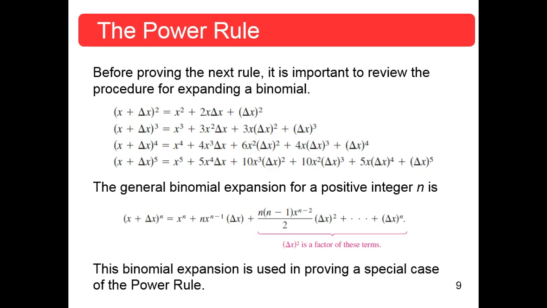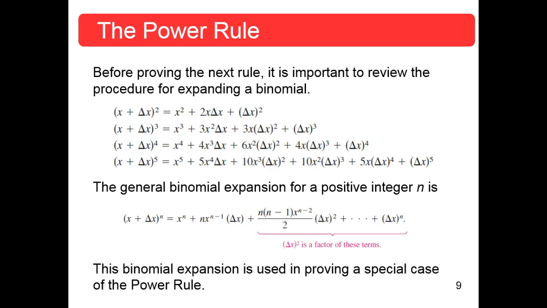Okay. Now, it says before proving the next rule, it's important to review a procedure for expanding a binomial, which is what we've done before. Remember the Pascal's triangle? x plus delta x squared, coefficients 1, 2, 1, and here the x's count down, the delta x's increase in power. To the third power, 1, 3, 3, 1, okay? x is decreasing in power, delta x is increasing in power. To the fourth, we didn't do this, so I showed it on the Pascal triangle.